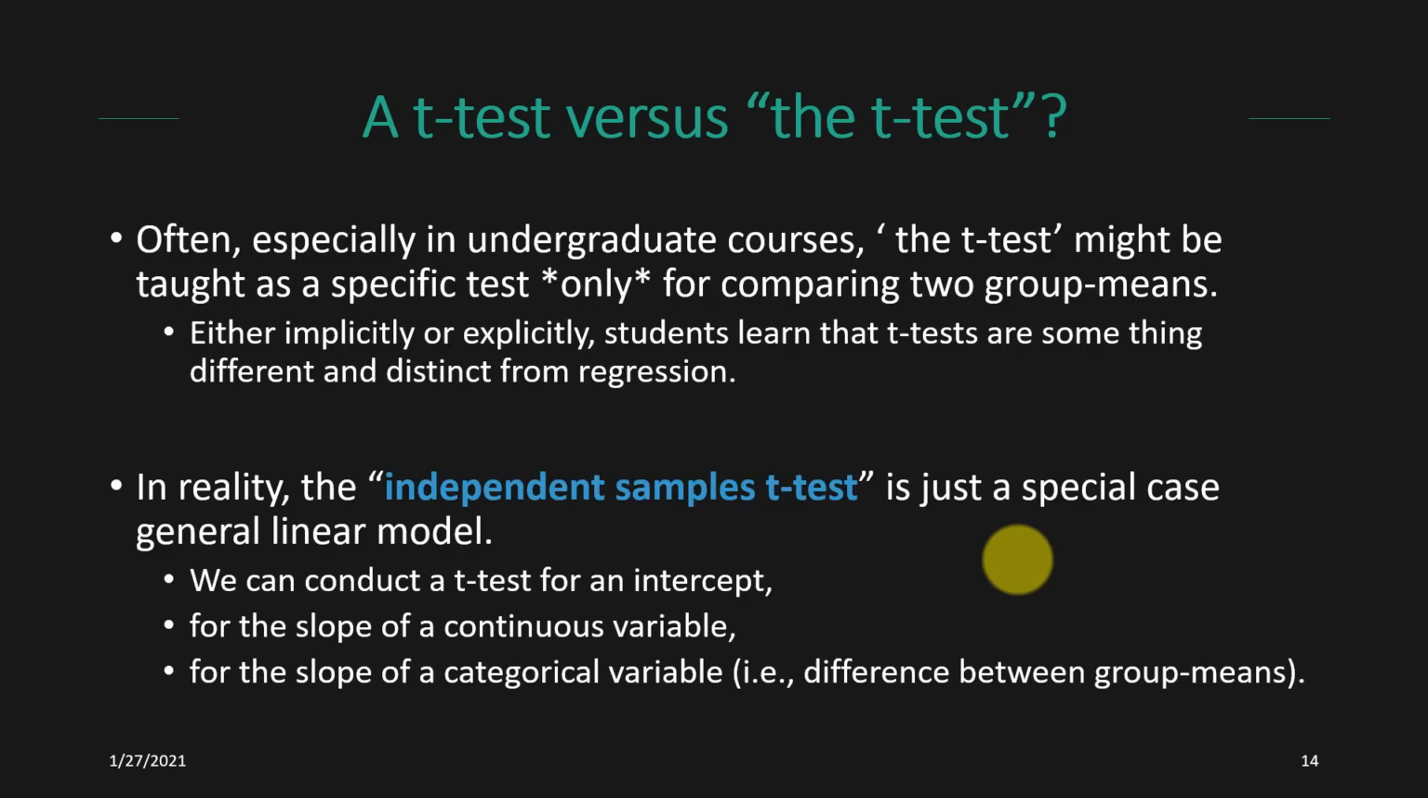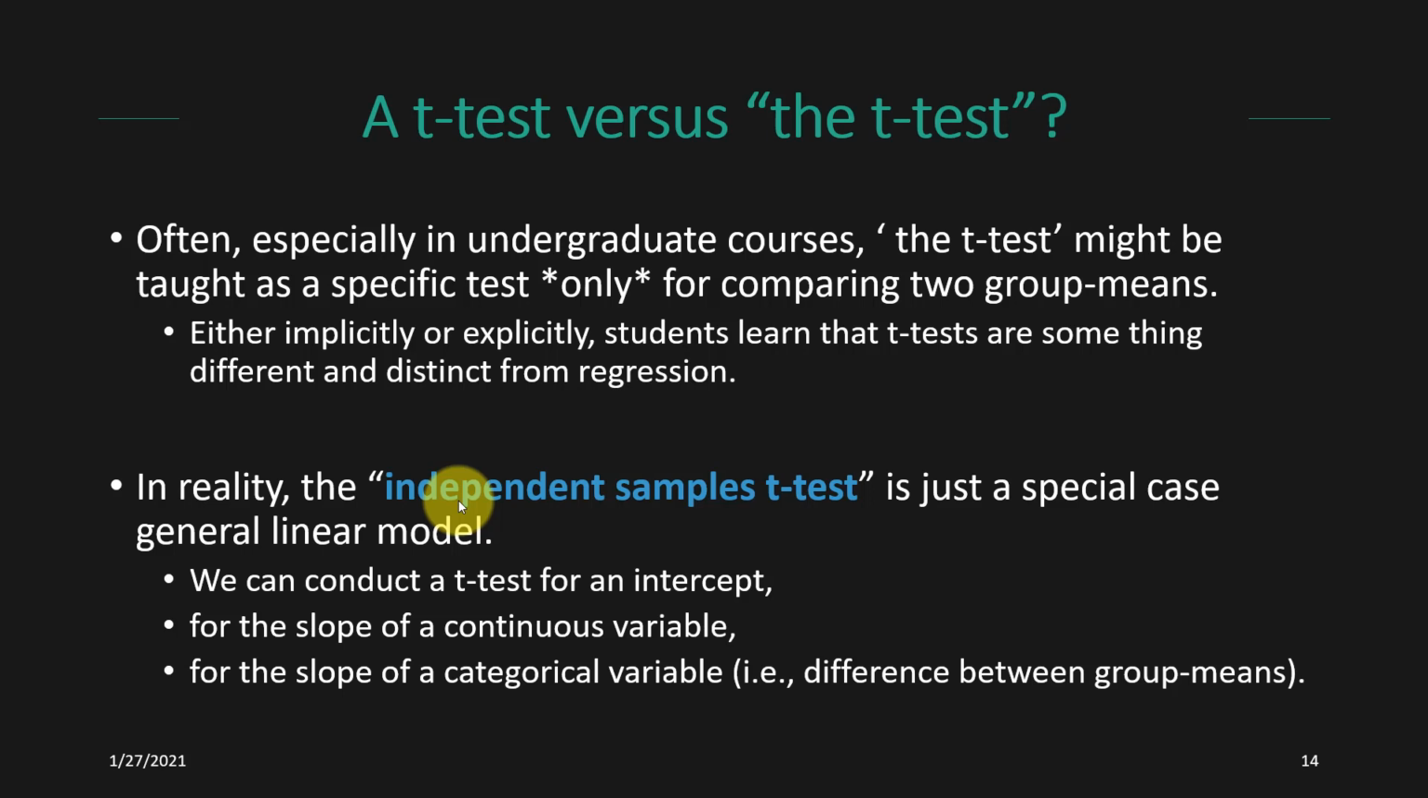So this gets into an interesting distinction between a t-test versus the t-test. Especially if you've taken an undergraduate statistics course, you might have been taught about the independent samples t-test, and that this is a special type of statistical analysis that we use only for comparing two group means. In reality, though, this independent samples t-test is just a special case of the general linear model. The t-test that we do to calculate the difference between two group means is exactly the same as the t-test that we did to calculate the significance of a regression slope when we were dealing with simple regression.